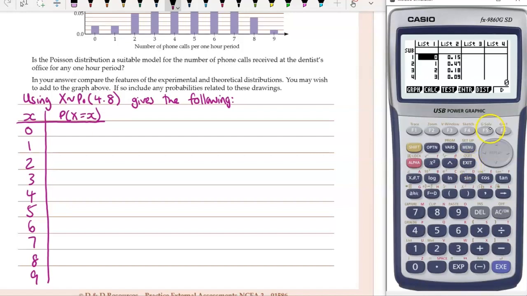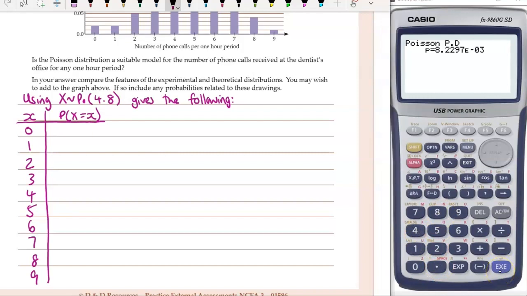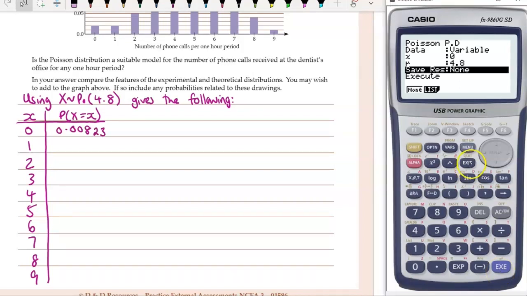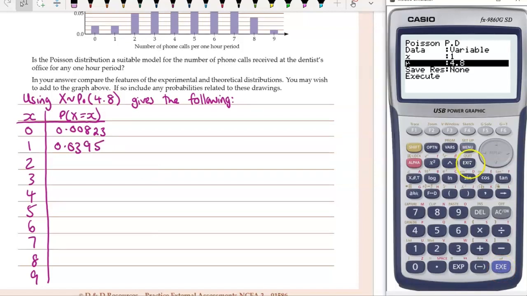Let's just pop out of here. We're going distributions, Poisson. We're going to do it at each point. So starting with 0, and the mean is 4.8 because we're just doing it for a 1 hour period. Okay, so that first one is 0.00823. And we'll go through and then I'll do it for 1. We've got 0.0395, and I'm going to go through and do that for each of these, but I'll just pause it while I do that for the video.